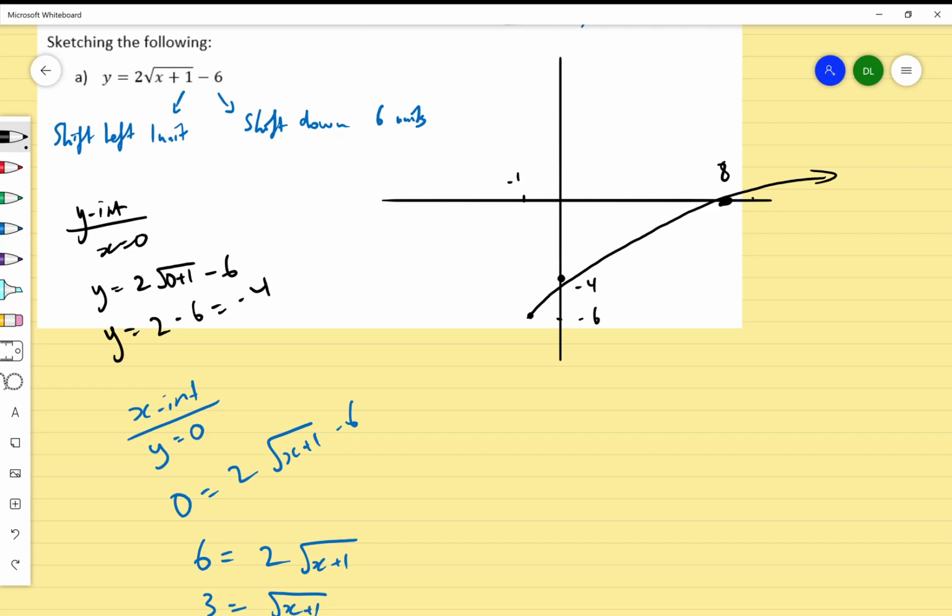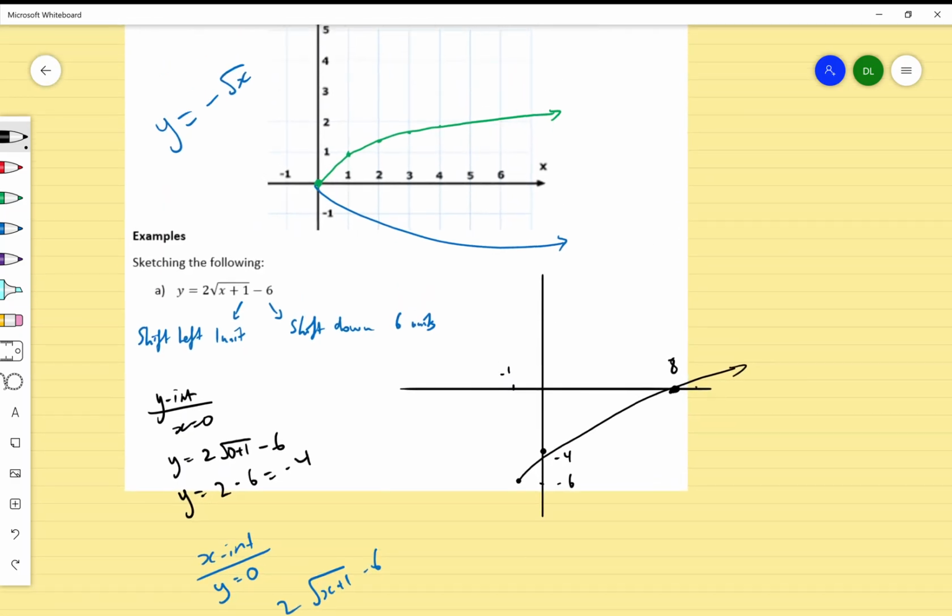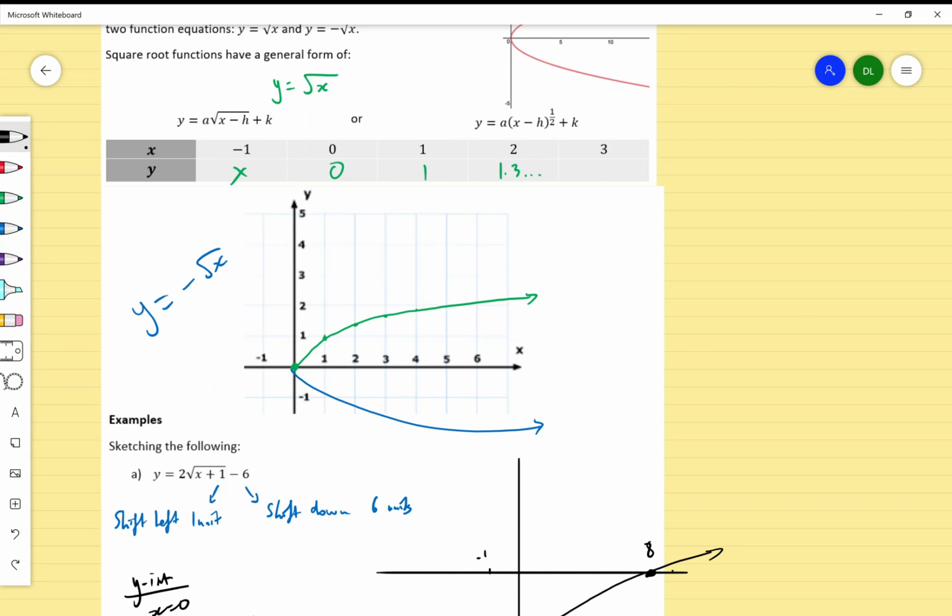A few key points to take away: our square root function is going to be half of a sideways parabola. It is only one half. It's not possible to draw both of them using the same function. And the function does not have an asymptote.